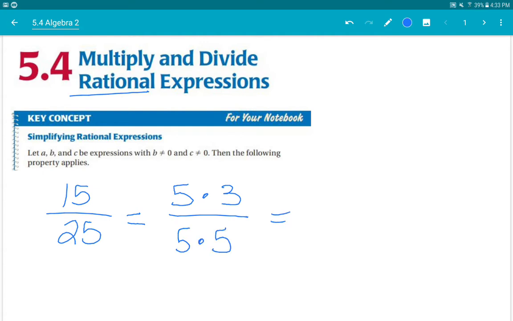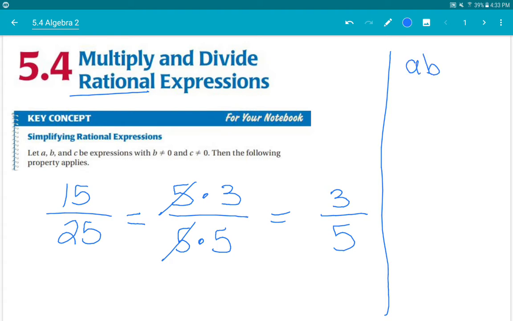Now, notice that the fraction bar represents division, and the inverse operation to division is multiplication. Because the 5 and the 3 are multiplying in the numerator, and the 5 and the 5 are multiplying in the denominator, we are allowed to cancel out the common 5. When 5 divides by 5, that gives you 1, so we get 3 over 5 as our simplified fraction. Now, we're going to be doing this with some expressions.